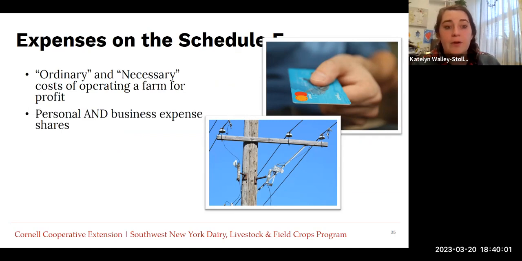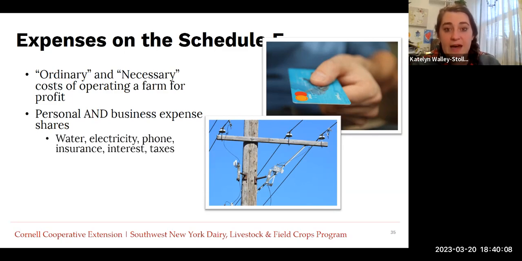There are examples of personal and business shared expenses. Some examples of that are water, electric, phone, insurance, interest, and taxes. For example, if you have a shared electric utility for your home and your farm, let's say you pay $2,000 a year for your electric, you can cost share that and claim a portion of it for your farm. If you use your cell phone for farm marketing to call customers, make butcher date appointments, post about your farm on social media, you can claim a portion of your phone expense.